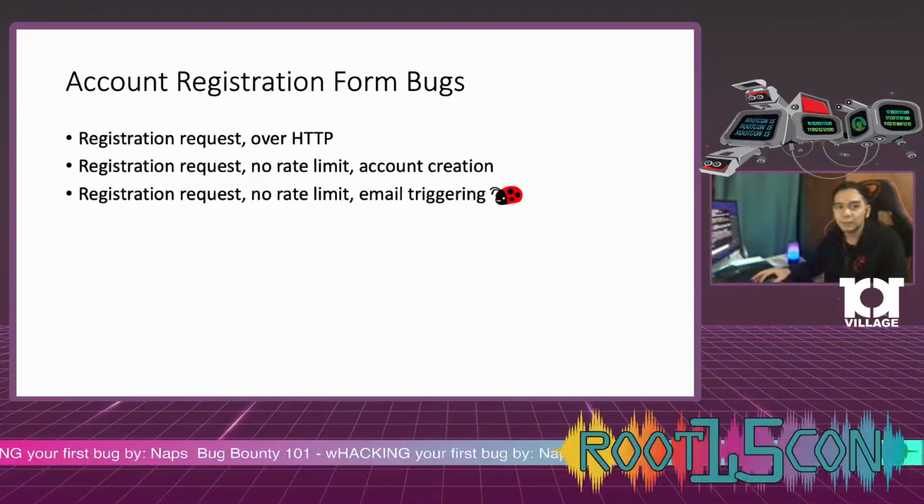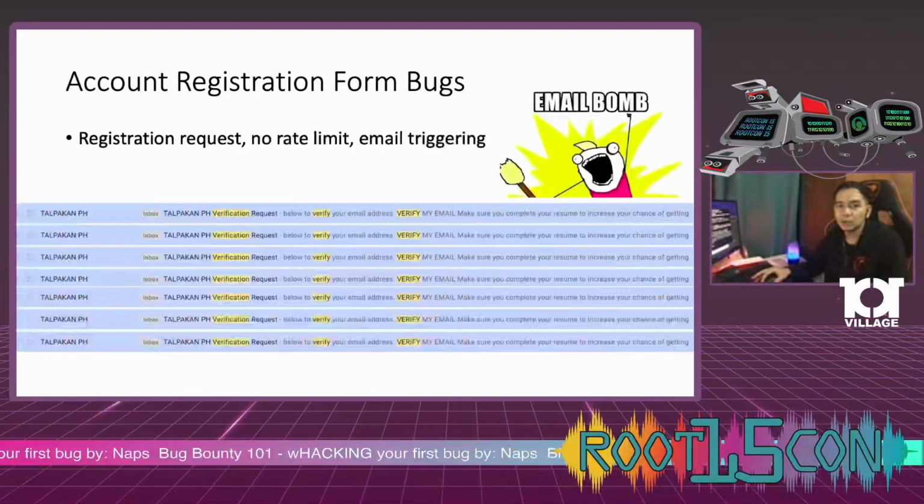Let's go for the third bug, and that is registration request no rate limit email triggering. This is the same as account registration no rate limit. For every account created, there's a verification email, right? This will be an issue because the mail server can send thousands of emails. So take note that you should only send 50 to 100 requests for this kind of issue.